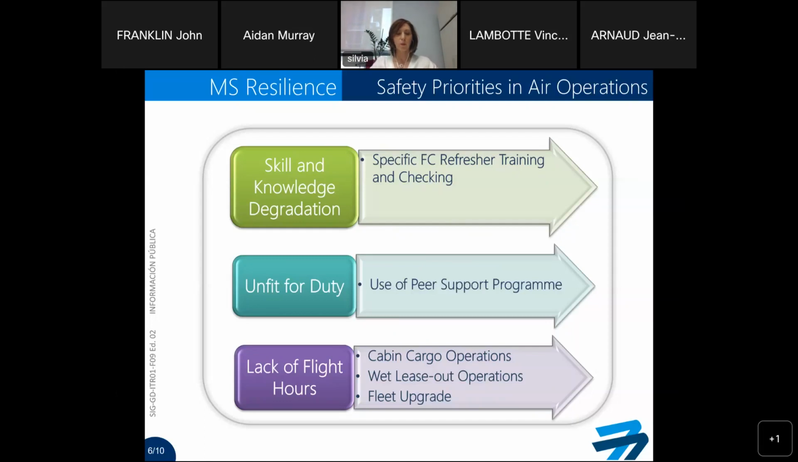Secondly, when it was about crews recovering self-confidence and being fit for flight, airlines used the new peer support program to help them get back to flying. But undoubtedly, the most remarkable thing that airlines have done so far has been finding new businesses to keep on performing and allow their crews to fly. Here I am referring to cabin cargo operations, exploration and new wet lease out operations, and fleet upgrades.